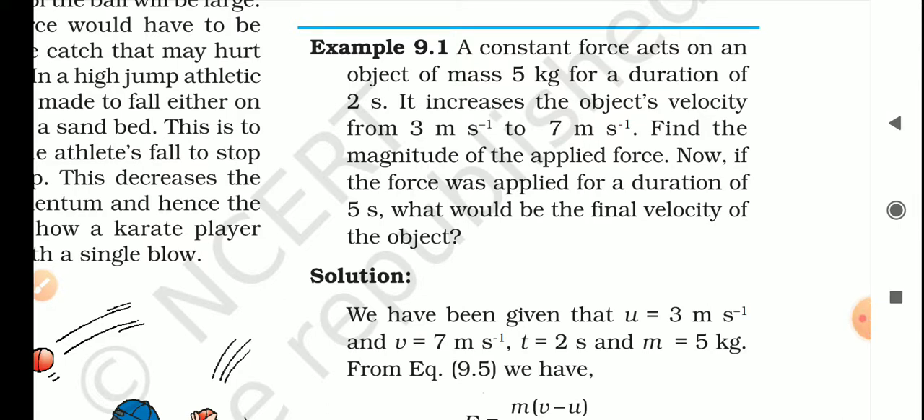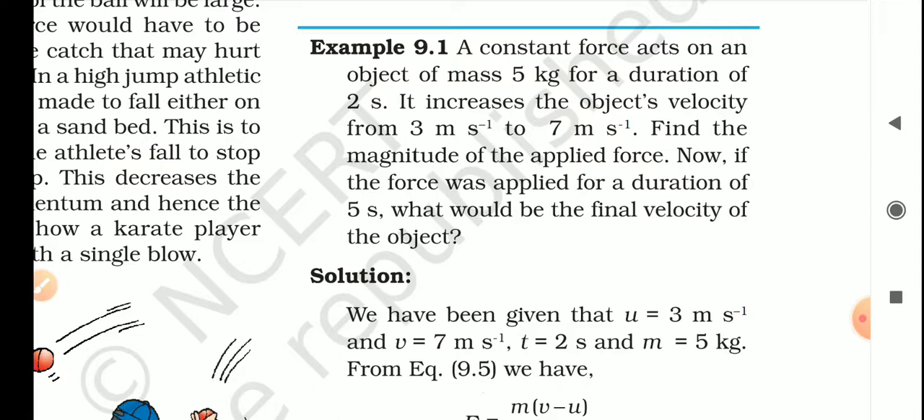First example: a constant force acts on an object of mass 5 kg for a duration of 2 seconds. It increases the object's velocity from 3 meter per second to 7 meter per second. Find the magnitude of the applied force. Now, if the force was applied for a duration of 5 seconds, what would be the final velocity of the object? So here two questions are asked.